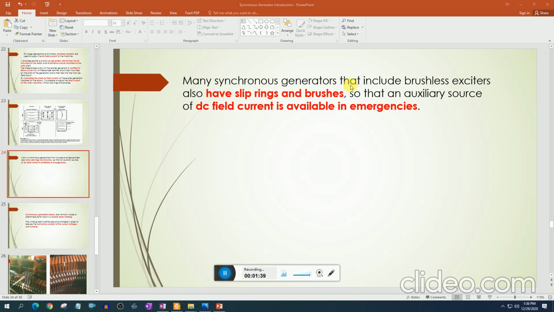Many synchronous generators that include brushless exciters also have slip rings and brushes, so that an auxiliary source of DC field current is available in an emergency. In case of emergency, if that internally mounted AC generator is not working, the external DC supply can also be connected through these slip rings and brushes.